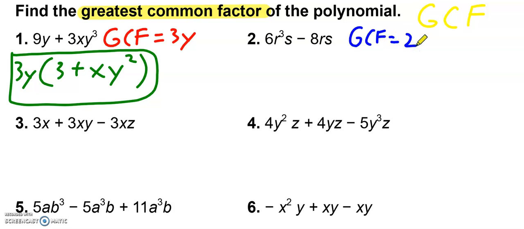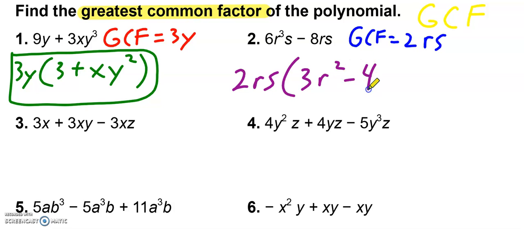So I have a 2. Here I have an r to the third, and here I have an r. Out of those, r is the largest that they both have in common. And here I have an s and an s, so they both have an s. Then I can go ahead and factor out 2rs, and I'm left with 3r squared minus 4.